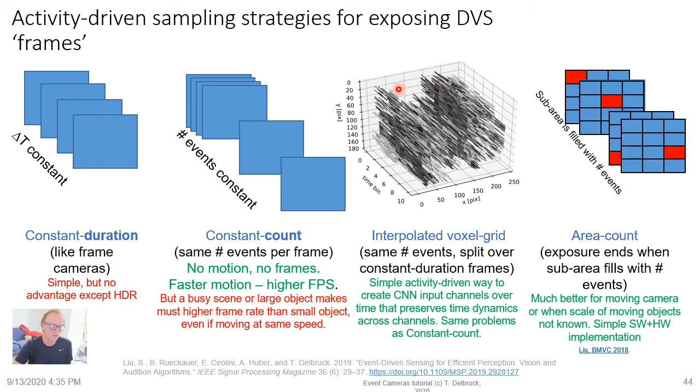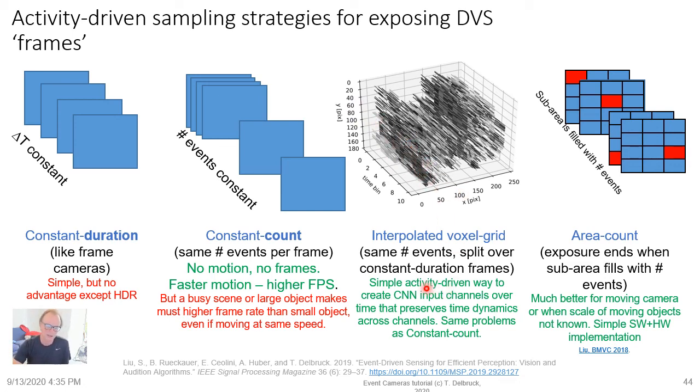There's another representation called interpolated voxel grid. That uses this constant number of events, so it has the same problem as constant count, but then these are split over constant duration frames. So in other words, you take a voxel volume of, say, 20,000 events, and now you split it into constant time frames, say, of 5 millisecond frames, and then you cleverly linearly interpolate the voxels between these subframes.